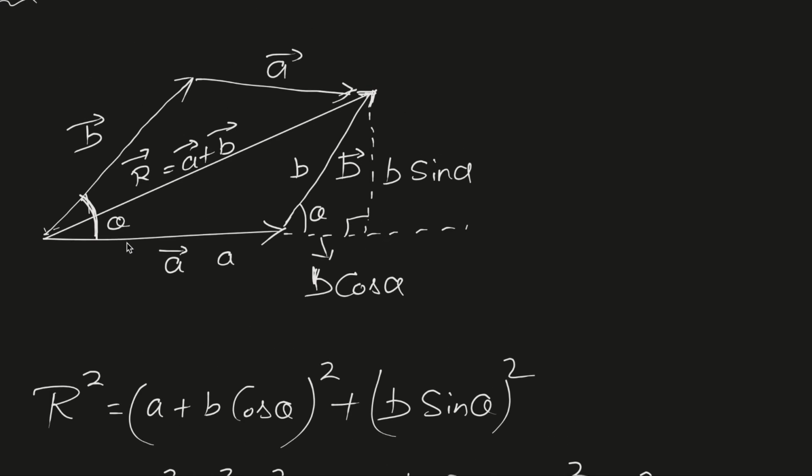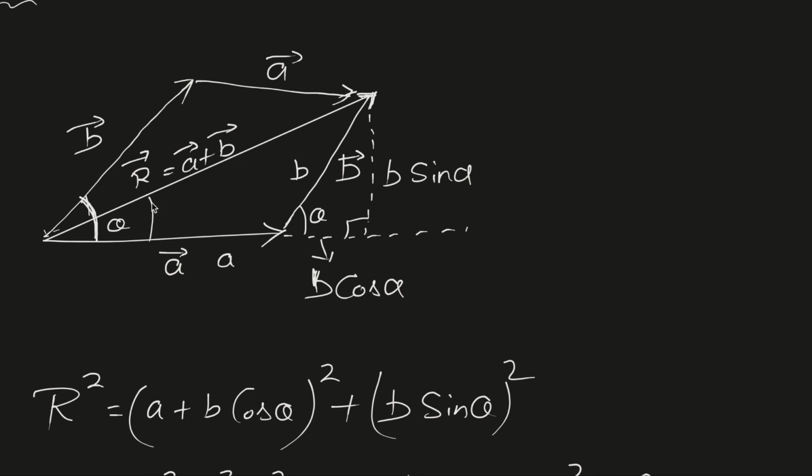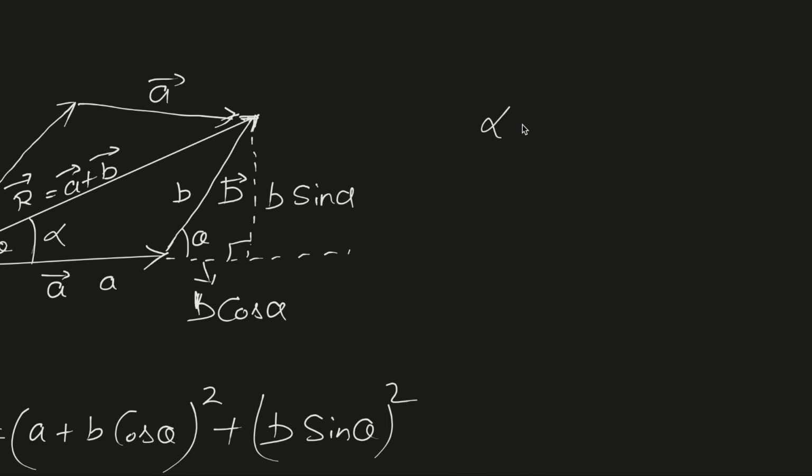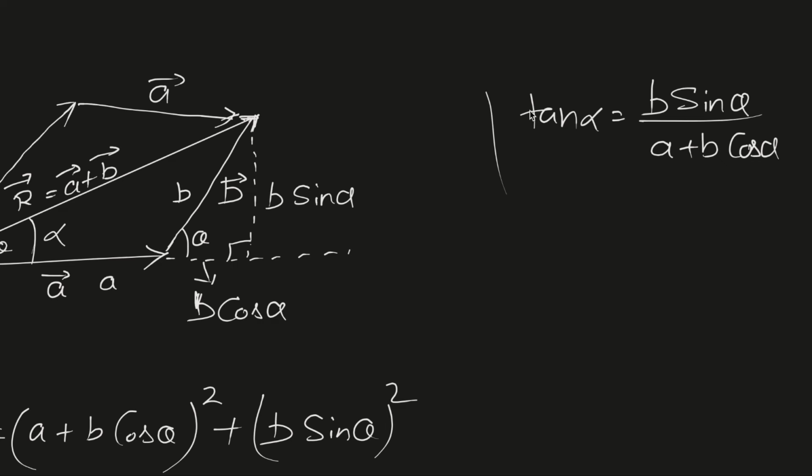And let me find out the direction. Let's suppose I take alpha, and tangent alpha is nothing but perpendicular divided by base. Perpendicular is b sine theta, and the base is a plus b cos theta. This will give the direction of the resultant with the a vector.